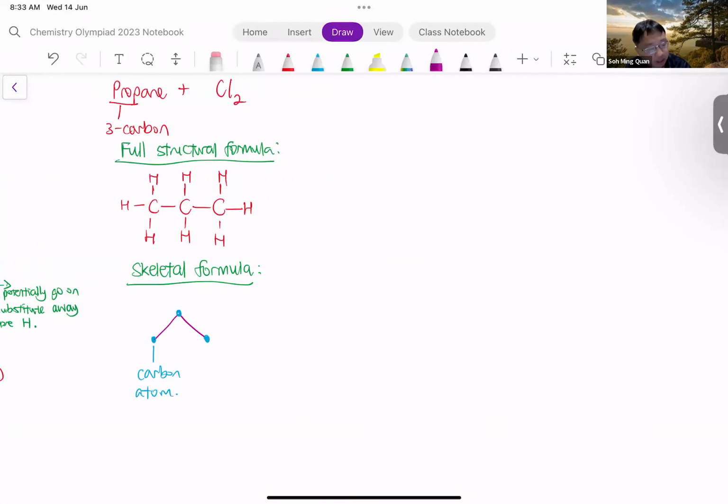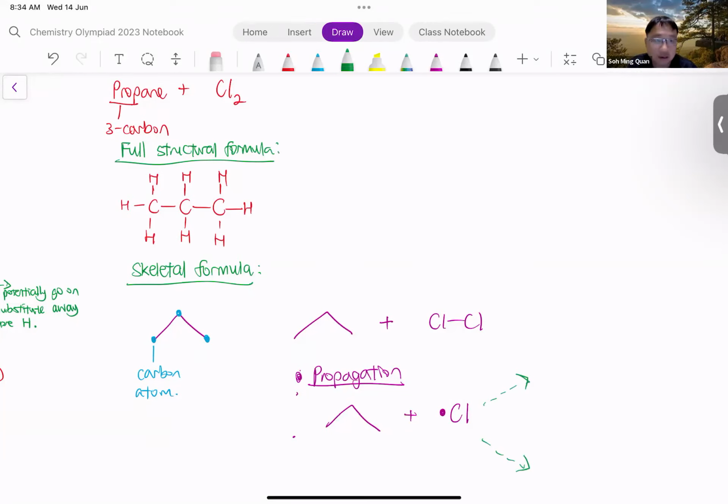Now, if this is propane plus Cl2, what is the mechanism? We know that it follows the initiation, propagation, termination. But let's focus on propagation. So we know that in propagation, the propane will react with a Cl radical. Now, this potentially could go 2 ways. Why do I say could go 2 ways?